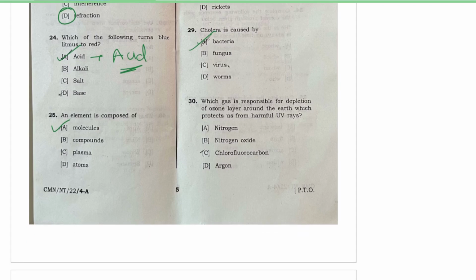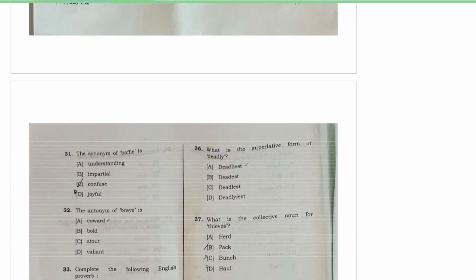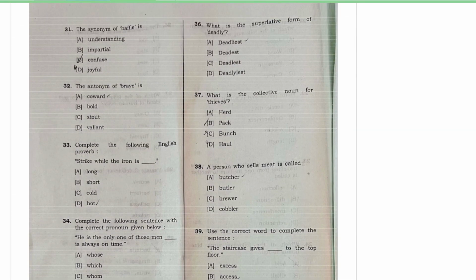Next, which gas is responsible for depletion of ozone layer around the earth, which protects us from harmful UV rays? This is chlorofluorocarbons. Okay, next, the synonym of baffle is confuse, right? The antonym of brave is coward, right?